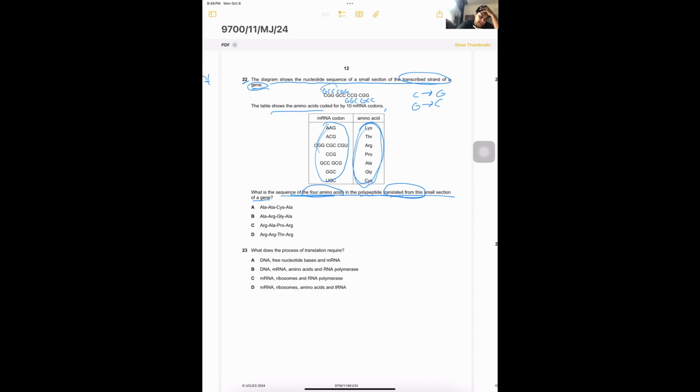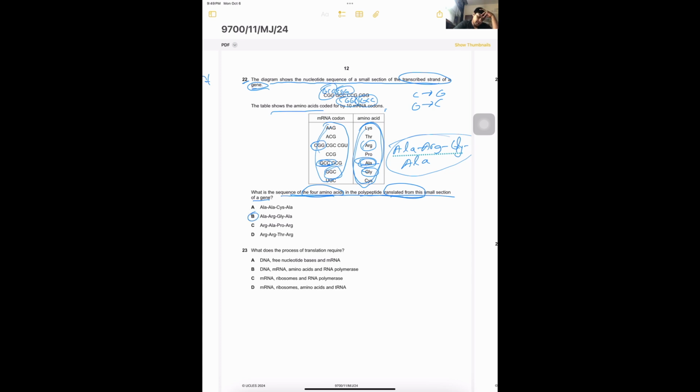So GCC is, where is GCC? There it is, Ala, so we'll write Ala. Then we have CGG, yeah, this is Arg, right? Then we have GGC, which is Gly, right? And the last one is GCC, it's again Ala. So for that reason, the answer should be this option, and I can see that to be option B.